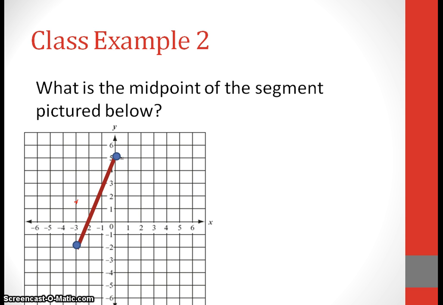Now let's figure out how far over we have to go. From here we'd have to go over 1, 2, 3. And so half of 3 is 1.5. So we'd have to go over 1.5.